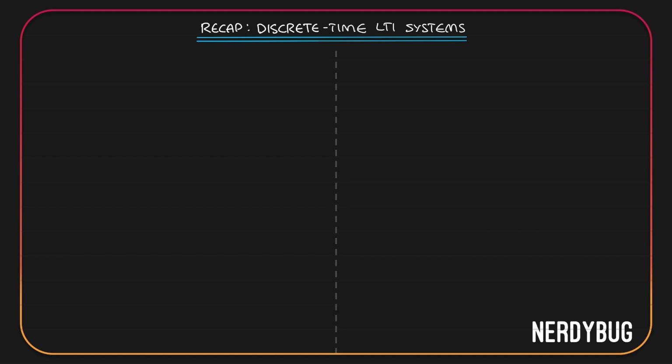Let us start by having a recap on how we represented discrete time LTI systems in different domains. In the time domain, if the input is x of n, output is y of n, and the impulse response of the system is h of n, we wrote y of n is equal to the convolution of x of n and h of n.